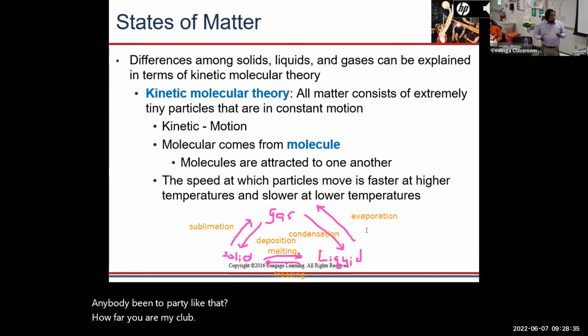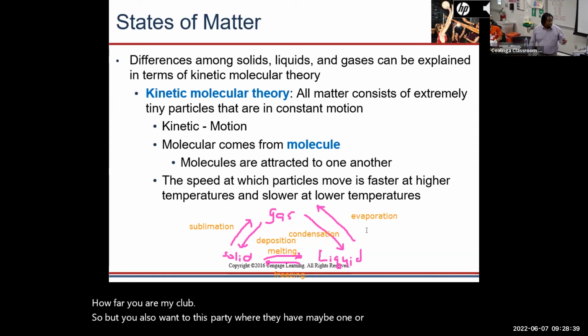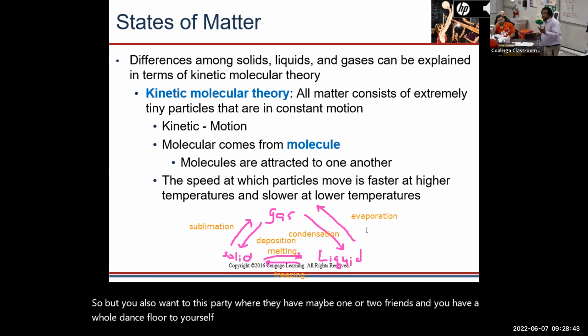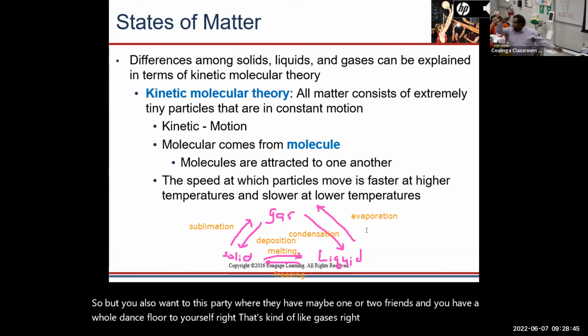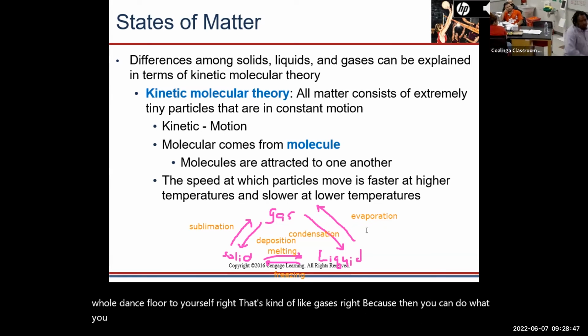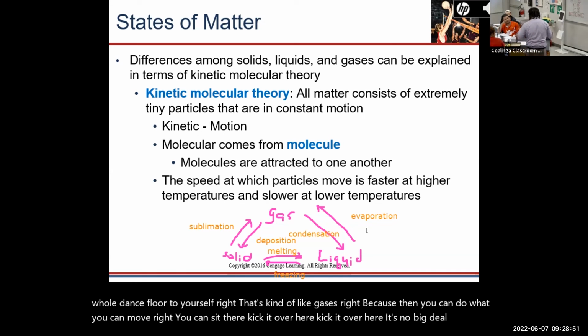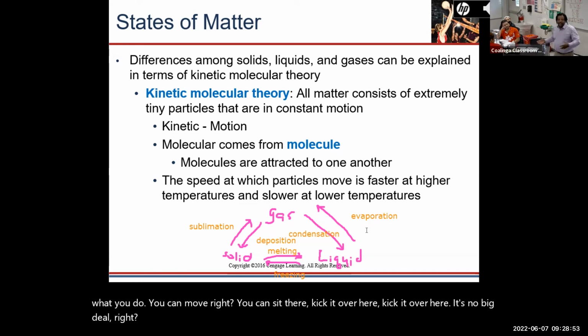Okay. But you also went to a party where maybe you have one or two friends and you have the whole dance floor to yourself, right? That's kind of like gases, right? Because then you can do whatever you want to do. You can move, right? You can kick it over here, kick it over here. It's no big deal, right? So you have all the room in the world.